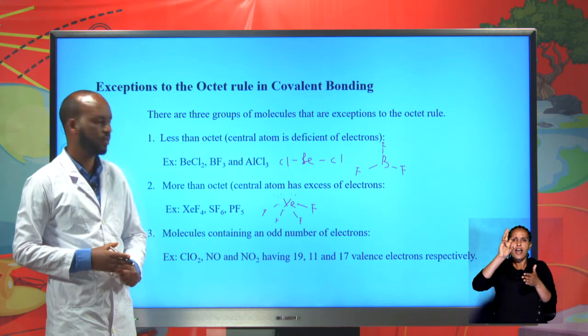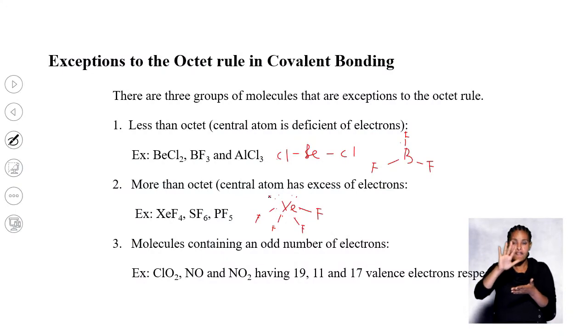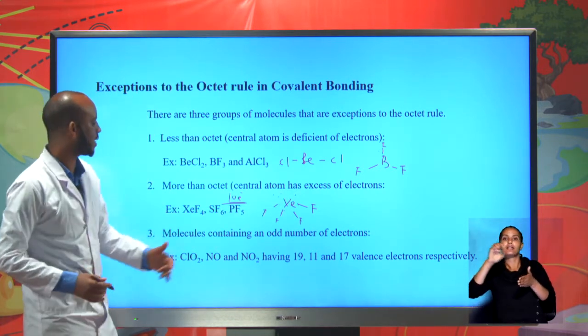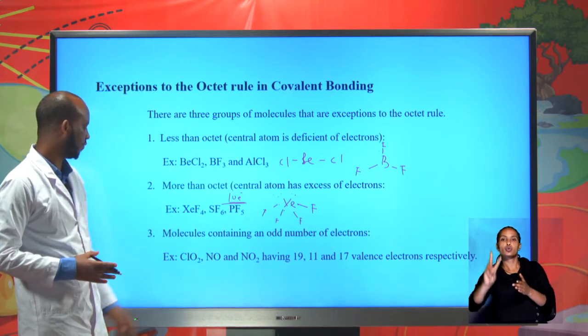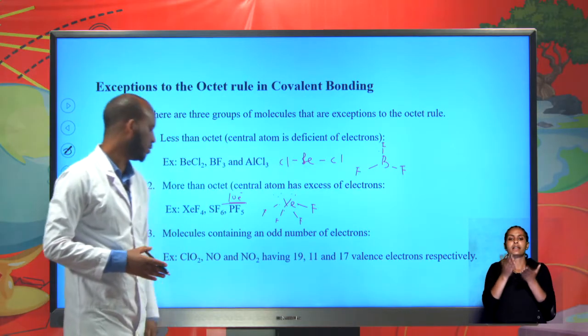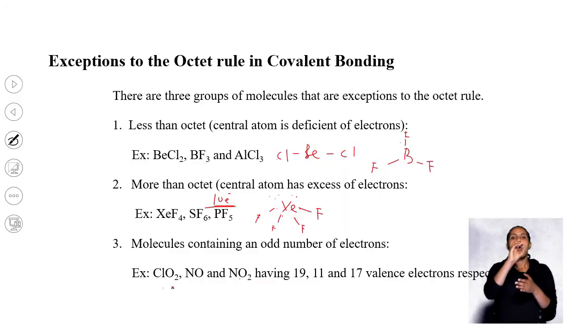SF6 has 12 electrons on the central atom. PF5 has 10 electrons on the central atom, more than 8 electrons. We call this an expanded octet. Three, molecules containing an odd number of electrons. ClO2, the valence electron count of ClO2 is 19, an odd number of electrons. NO, its valence electron count is 11. Nitrogen dioxide, valence electrons, 17. These are odd electron species, which are exceptions to the octet rule.